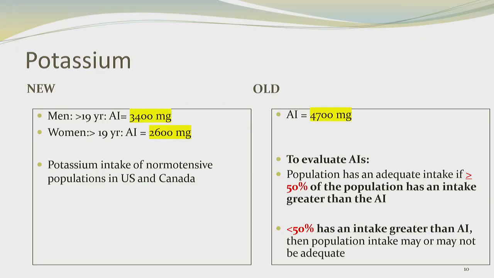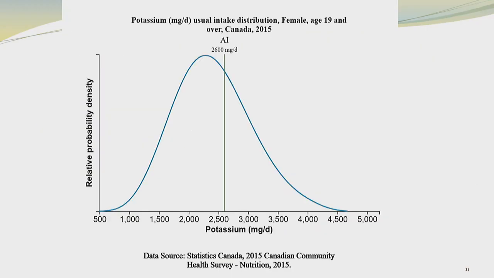I'm just going to go to the previous slide so you can see it. This is how to interpret it. Adequate intake if greater or equal to 50% of the population has an intake greater than the AI. And then if less than 50% has an intake greater than the AI, then we say it may or may not be adequate. Okay. So what do we think is happening here?